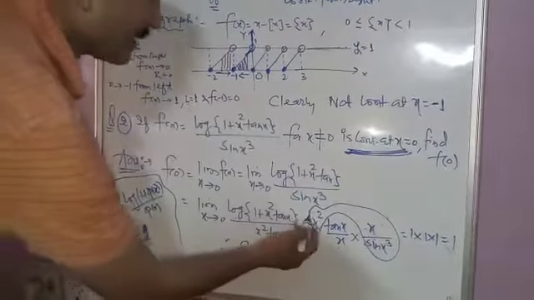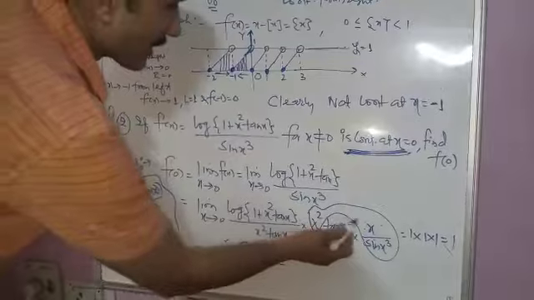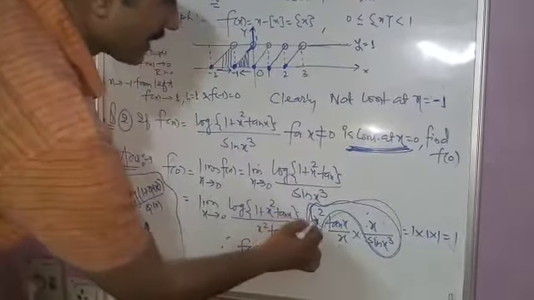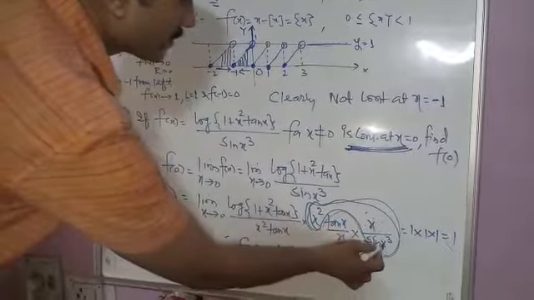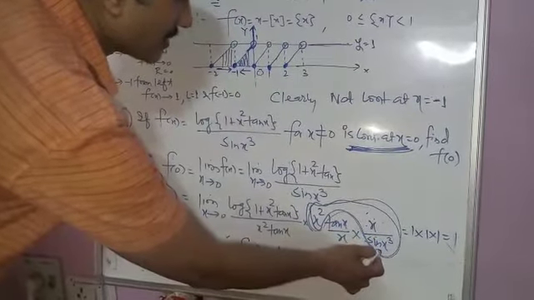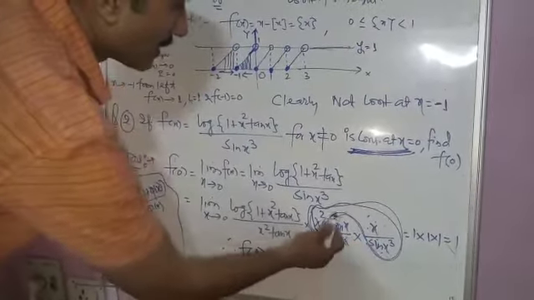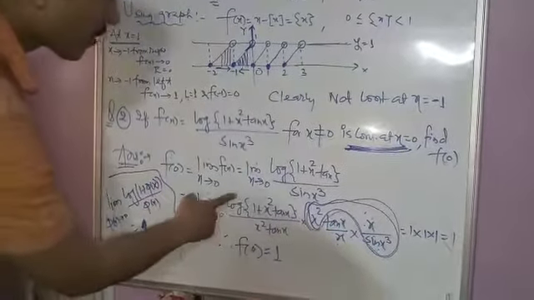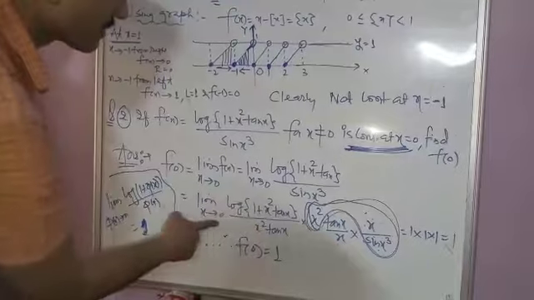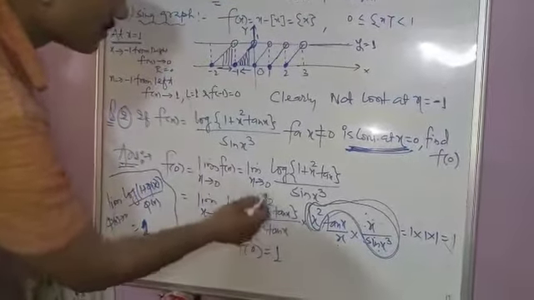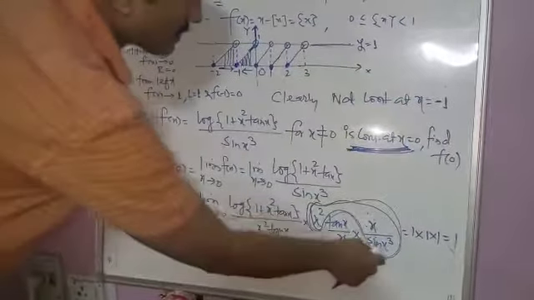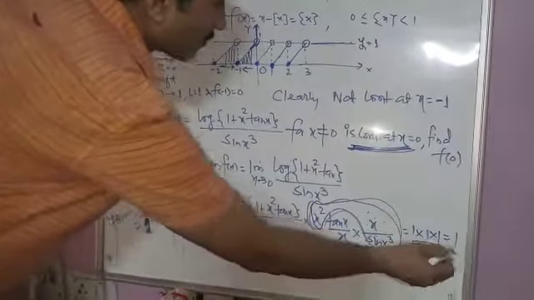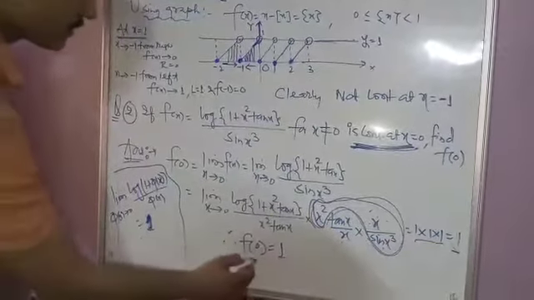So clearly x square into x cube. This x cube upon sin x cube, theta by sin theta, will be equal to 1, and tan x by x equals 1 when x tends to 0, and log(1 plus phi(x)) by phi(x) tends to 1. So this factor is 1, and tan x by x is 1. 1 into 1 into 1 equals 1. So f of 0 equals 1.